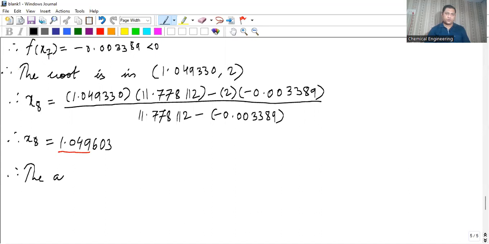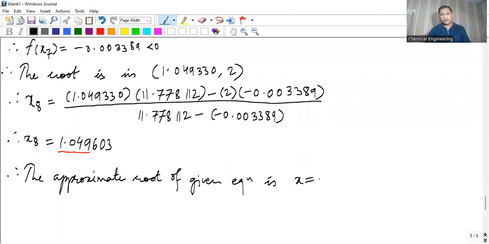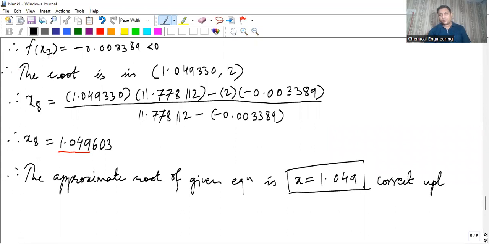Okay, and hence we can say the approximate root of the given equation is x equal to 1.049, correct up to 3 decimal places. Okay, so this is correct up to 3 decimal places.